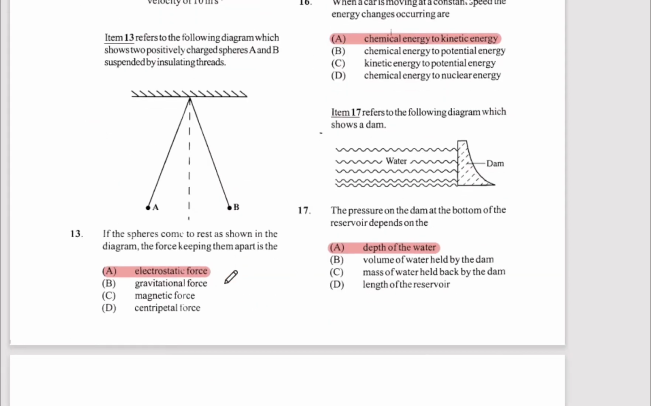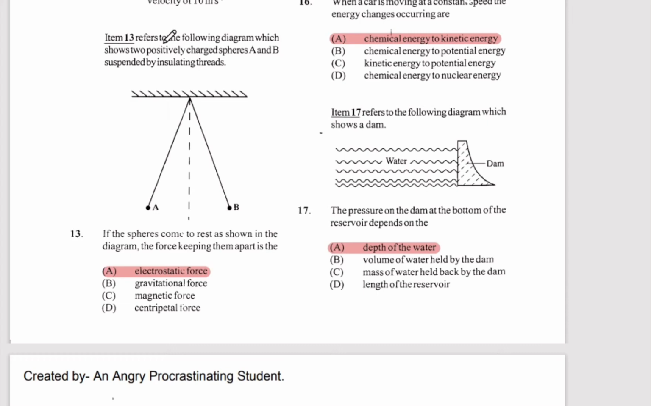Item 13 refers to the following diagram which shows two positively charged spheres, A and B, suspended by an insulating thread. If the spheres come to rest as shown in the diagram, the force keeping them apart is, and that is electrostatic force.